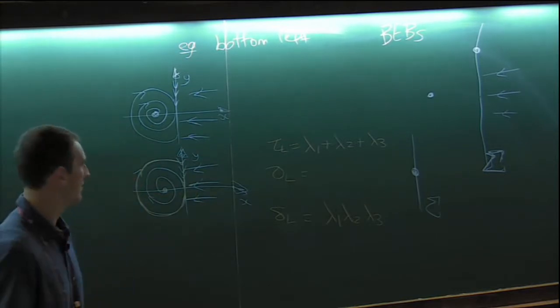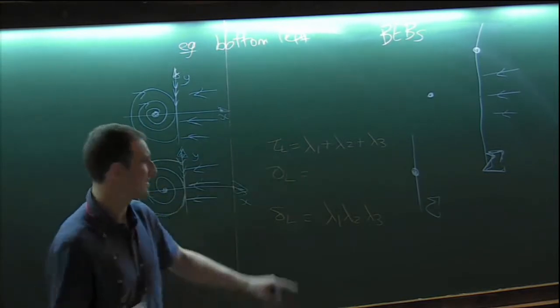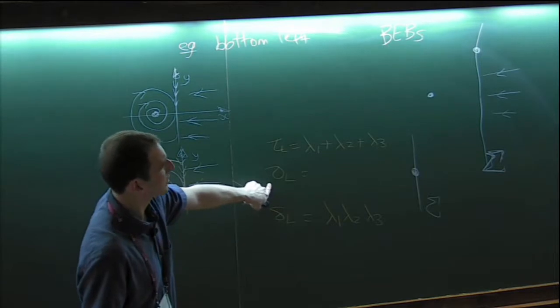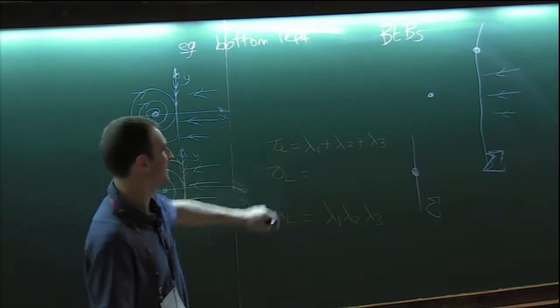And then in this 3 by 3 case, we need a third parameter. That's sigma L, what's called the second trace.